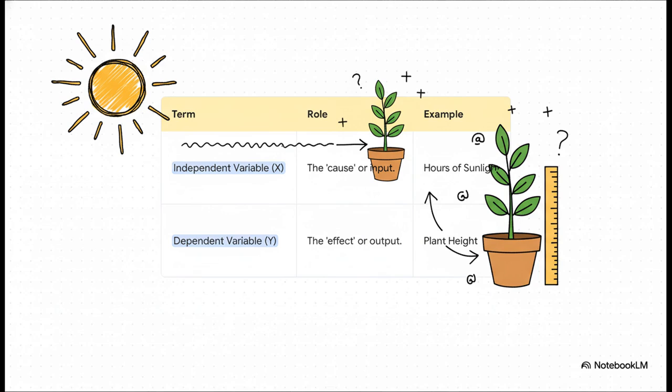Now, to make any prediction, we need to know who the main players are. First, you've got the independent variable, which we call X. That's your input, the cause you can measure or even control, like how much sunlight a plant gets. Then you have the dependent variable, or Y. That's the effect, the outcome we're trying to predict, in this case, how tall the plant grows. The entire game is just using X to make a really good guess about Y.